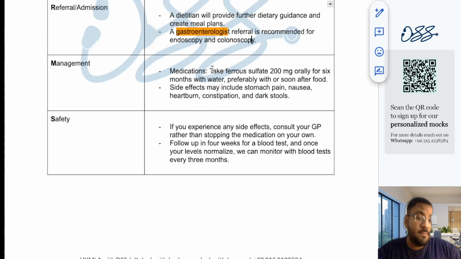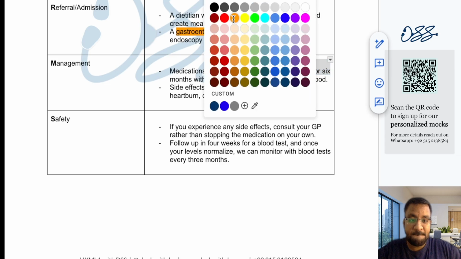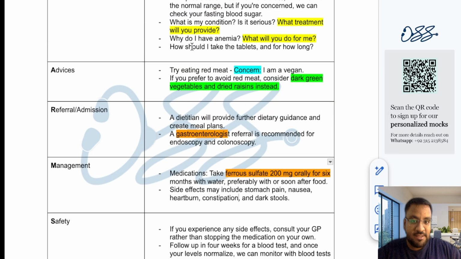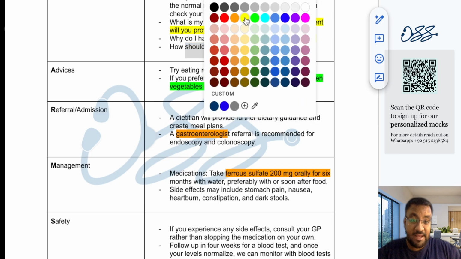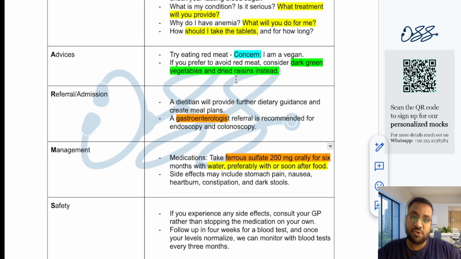Then the management for iron deficiency anemia, you should know about it. It's ferrous sulfate, 200 mg orally, taken for 6 months. And when you say that, the patient may drop another concern: doctor, how should I take the tablets? You can say that you can take it with water, preferably with or very soon after the food. You need to have the answers to every question that a patient may drop in a particular station.